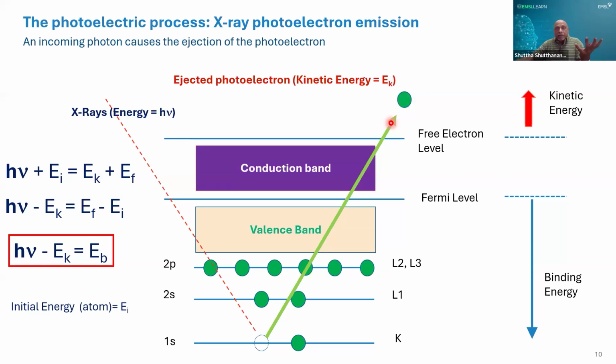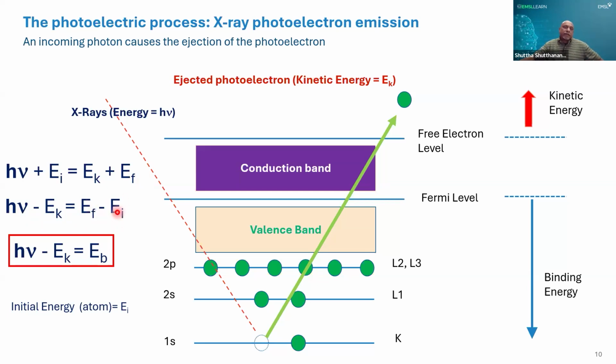Before we inject the X-rays, the atom has energy of E sub I. Then, because we lost one electron, it is going to have energy of E sub F. So using conservation of energy, we can equate the initial energy, which is h nu, the X-ray energy, plus the atom energy, equal to the kinetic energy of the emitted electron plus the final state energy of the atom. We can rearrange this equation like this. That gives you h nu minus E sub K is equal to E sub F minus E sub I.